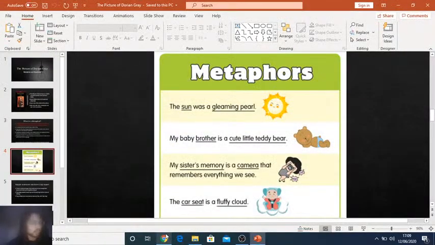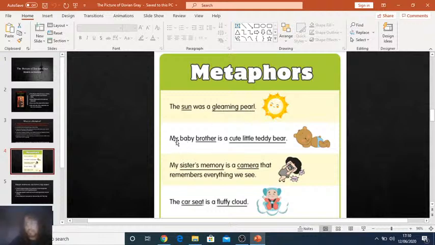So, first of all, here are some examples. So we have the sun was a gleaming pearl. Okay, so pearl, you know, the jewel, they are not saying that the sun is an actual pearl. They are just saying the sun is a gleaming pearl to exaggerate it, to say how shiny it is, right? So they're saying the sun was a gleaming pearl.